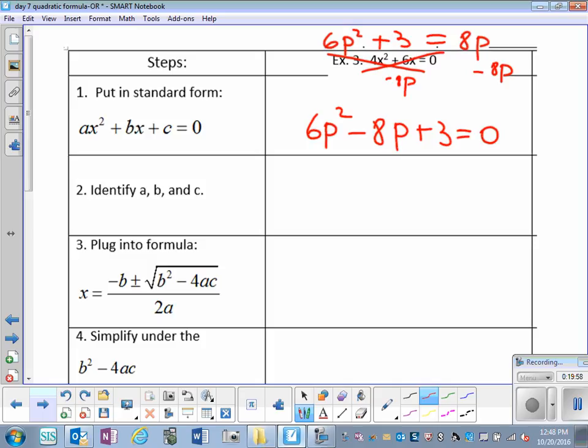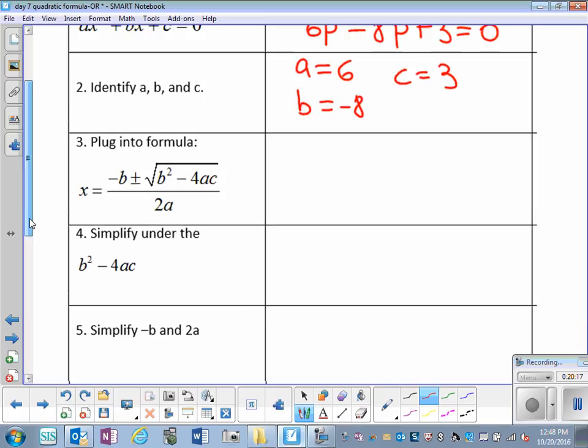Now I can figure out what my A, B, and C are. So what is my A? 6. Just 6, right? Not p. p is the variable, a, b, and c are constants. Okay, what is my B? Negative 8. And my C? 3. Very good. I take my formula and I plug in my coefficients.